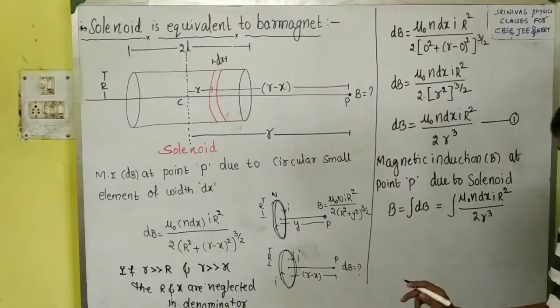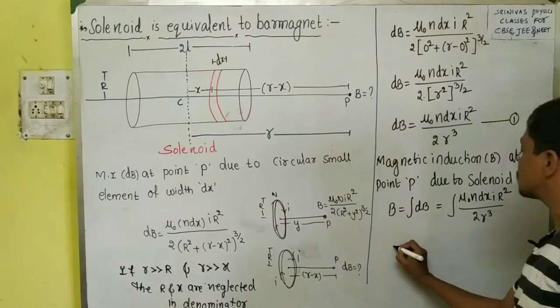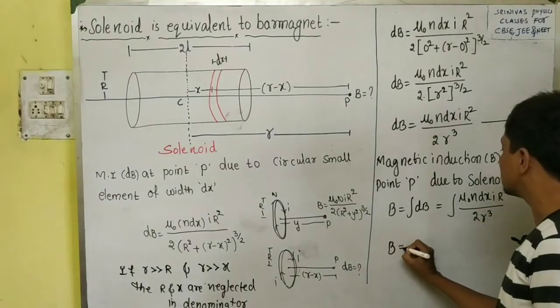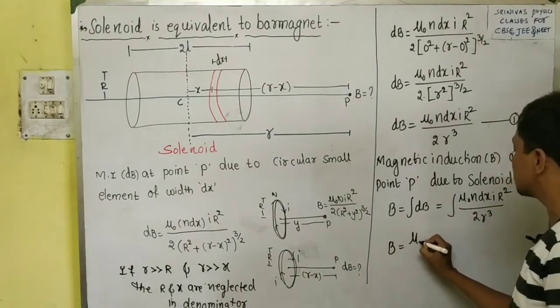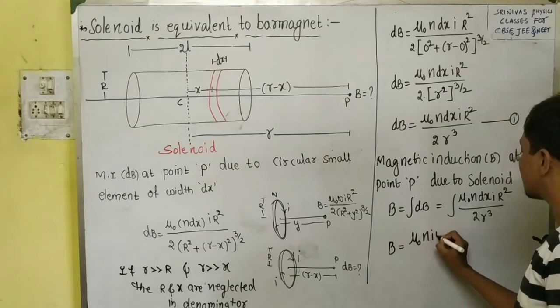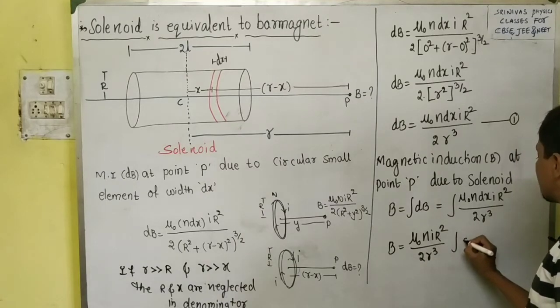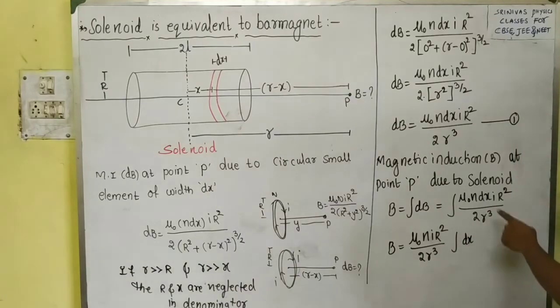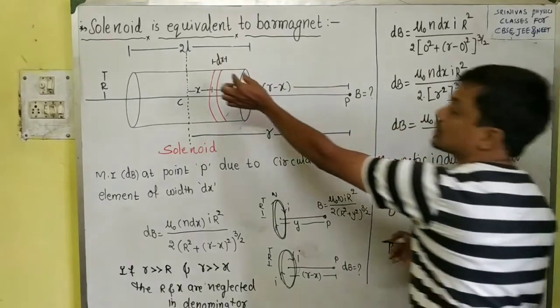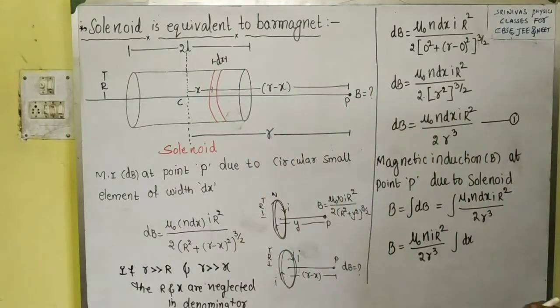Integration, for that we have to write these constants outside. Then B is equal to mu naught is a constant, small n also constant, I r square by 2 into small r cube, integration dx. Except dx, which is the width of the small element, the remaining all are constant.